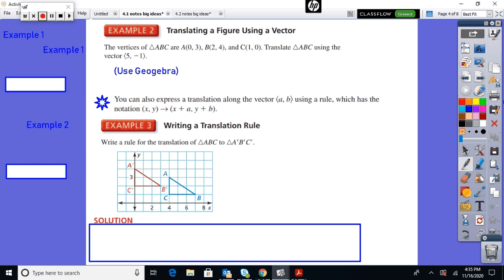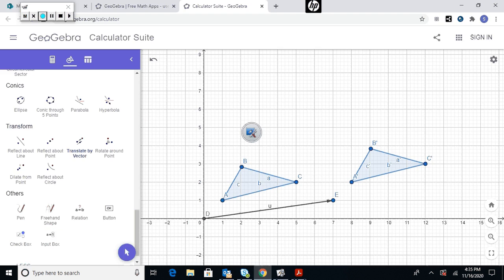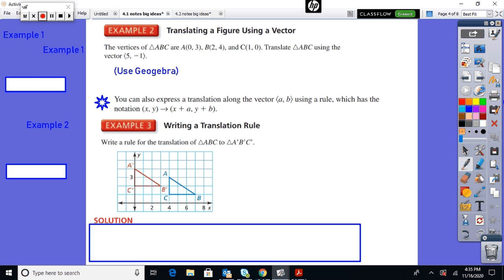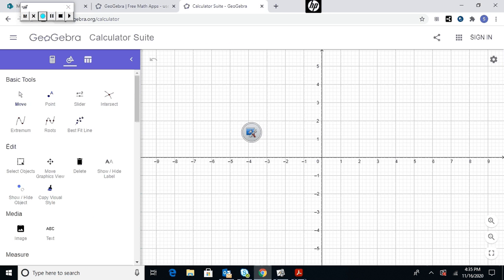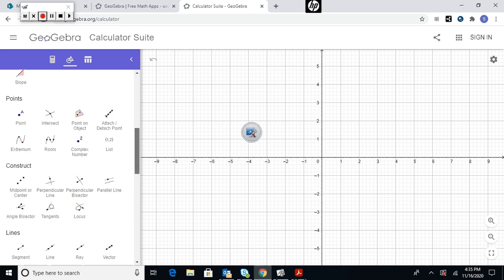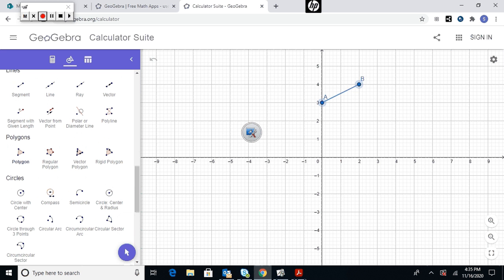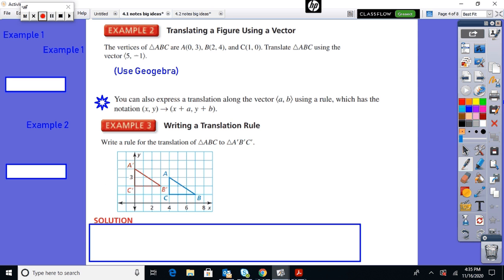All right, translating the vector. So now you guys can practice using GeoGebra here. And let's see what we got. Let me start new. And so we are 0, 3, 2, 4, 1, 0. So here's our triangle. And we want to translate using the vector 5, negative 1.